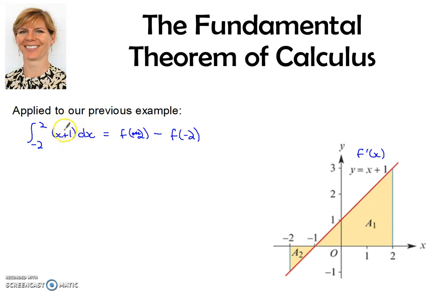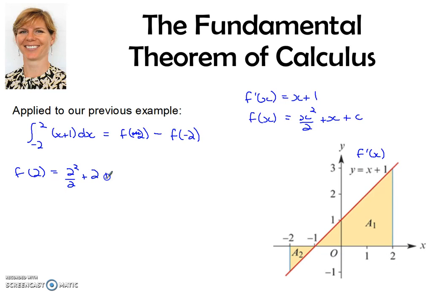Now, we need to integrate this function in order to work out what it is, because we've got f prime x, and we want f of x. So, if f prime x is x plus 1, f of x is going to be x squared over 2 plus x plus c. Okay, so if we now do this, we've got f of 2 is 2 squared on 2 plus 2 plus c. So that's how you get 4 plus c. We've also got f of minus 2 is minus 2 squared on 2 take 2 plus c, which will give you 0 plus c.